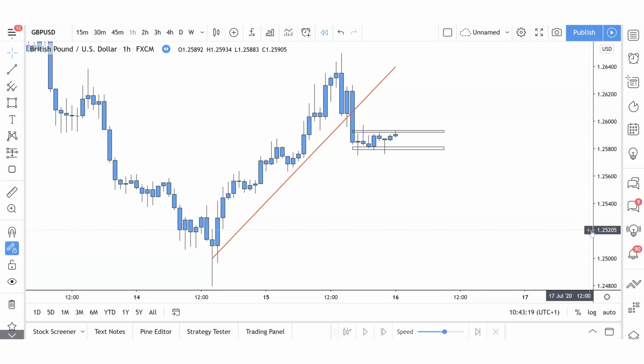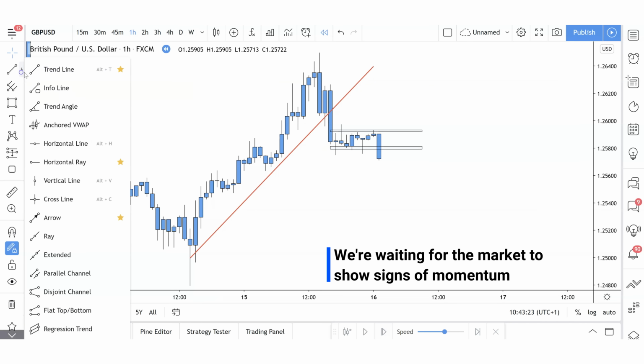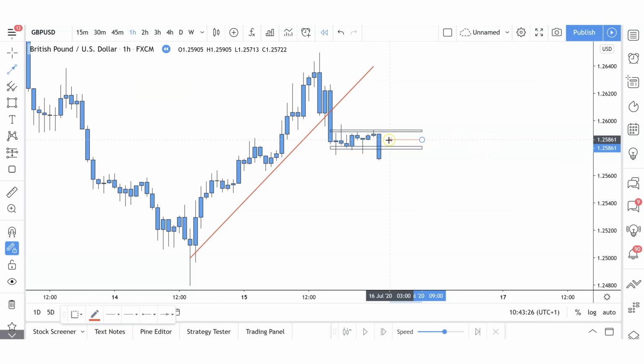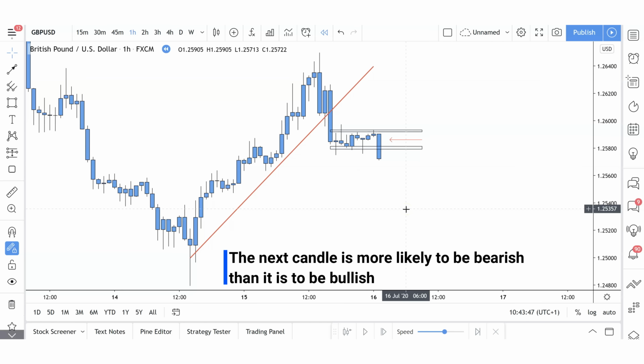Well, we're just sitting patiently and we're waiting for the market to show signs of momentum. Now, based on this information, we see a break of this consolidation that hasn't been broken for, let's say, about 9 hours now. And now we can see a break. With the overall trend to the upside being violated and now price taken out this previous structural low in and around this area, we can now anticipate what? That the next candle is more likely to be bearish than it is to be bullish.